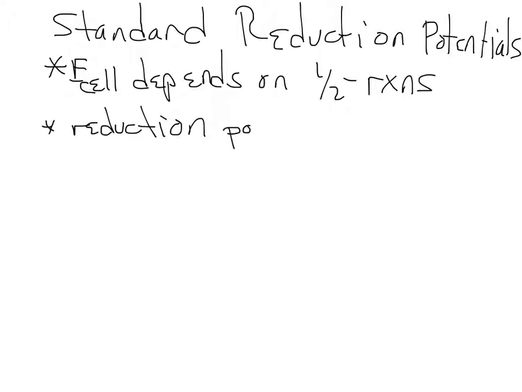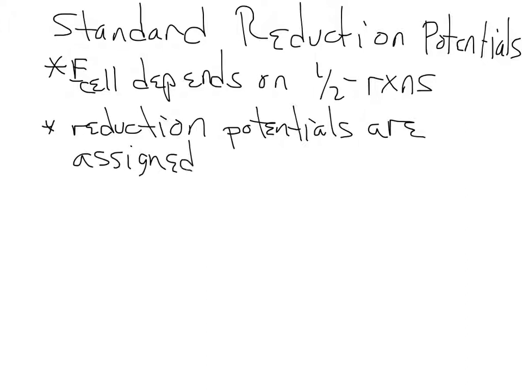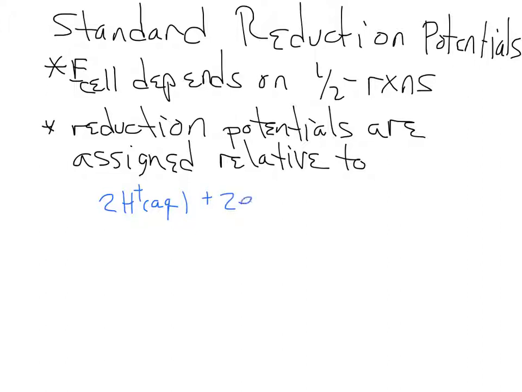So reduction potentials are going to be assigned relative to the hydrogen half reaction. So if we have 2 hydrogen ions being reduced by reaction with 2 electrons, we get H2 gas at 1 atmosphere pressure. And that, by definition, the reduction half potential for that reaction is defined to be 0 volts.